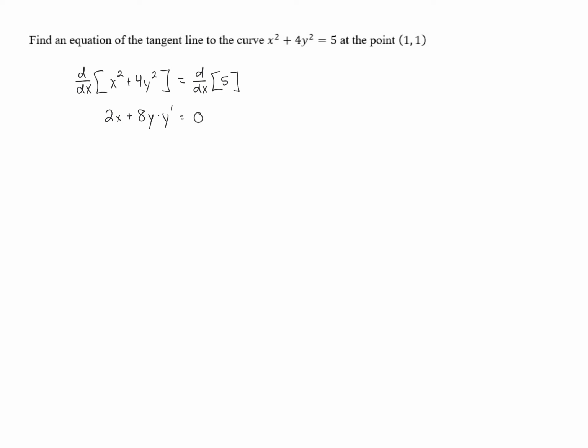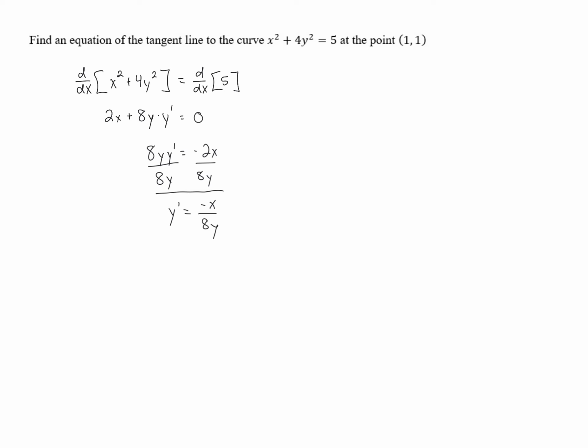To get the y prime alone, we subtract 2x from both sides. 8y y prime equals negative 2x. We divide both sides by 8y. We can actually simplify the right-hand side. We can reduce by a factor of 2. So it's going to be negative x over 8y.